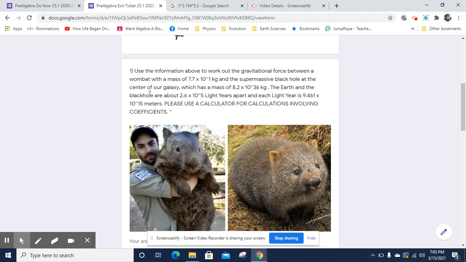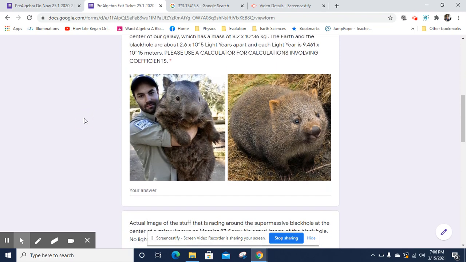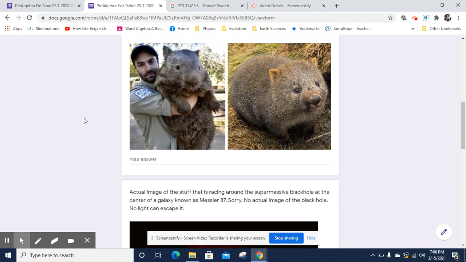The Earth and that black hole are about 2.6 times 10 to the 5th light years apart, and each light year is 9.461 times 10 to the 15th meters. So we're going to use a calculator, of course, for coefficients. So let's just work out some of the stuff we need.